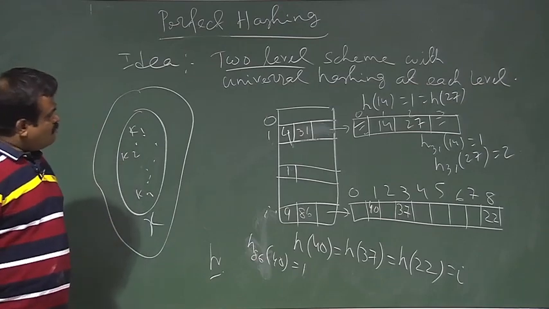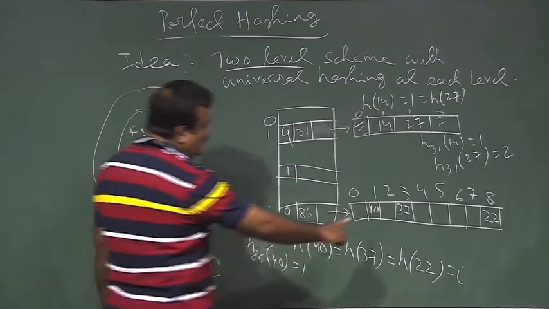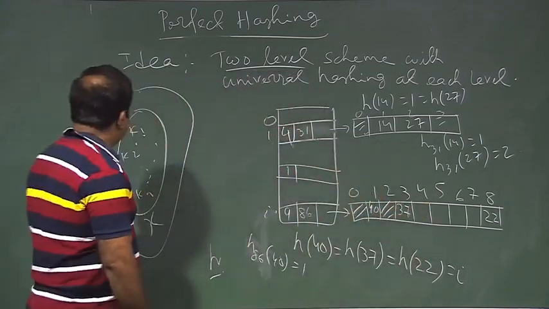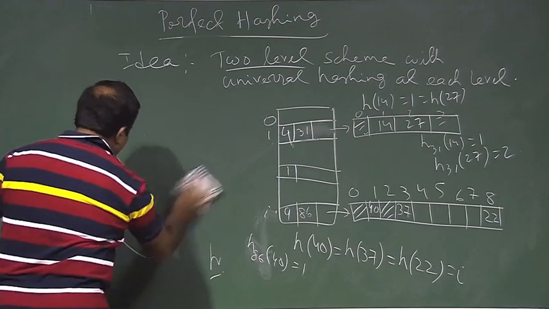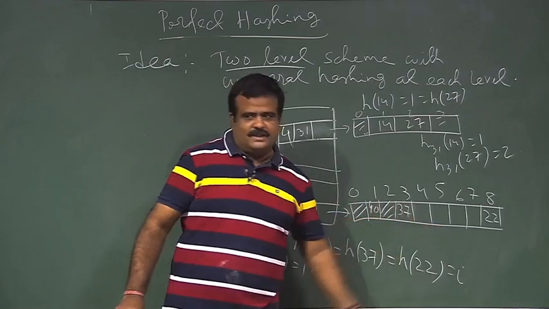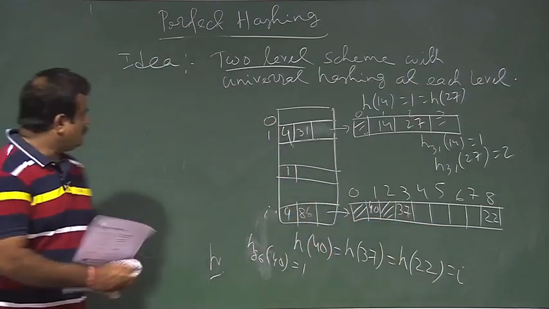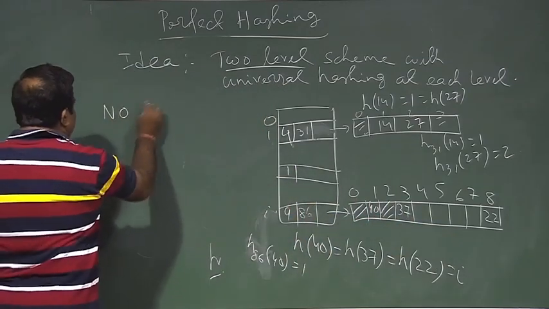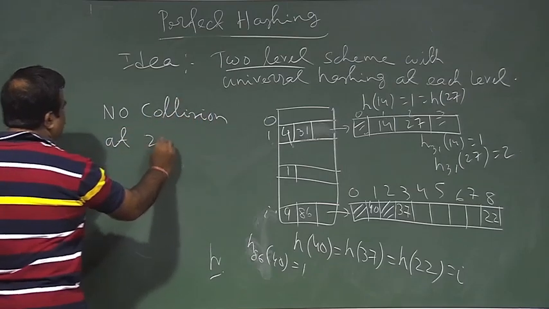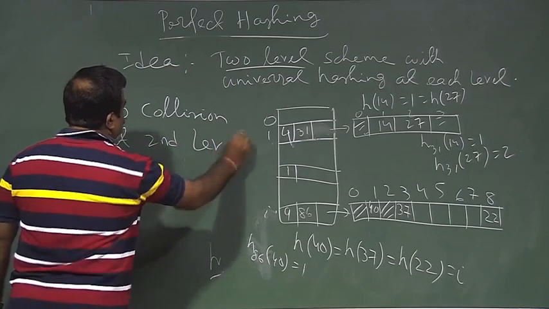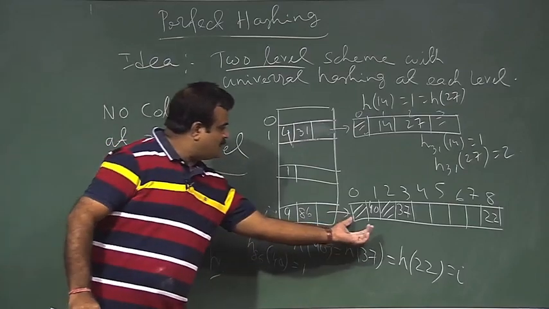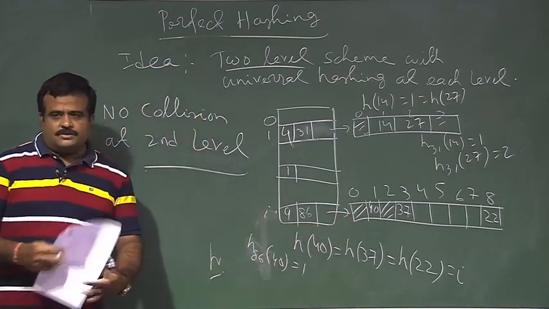Okay. Since we are taking a, in the second level we do not want any collision. So the second level hashing should be collision free, and to guarantee that we take the size of the table as the square of the number of keys. So no collision at second level. We have to ensure this, and for that reason we take the table size for the second level as the square. Okay, we have to analyze that.